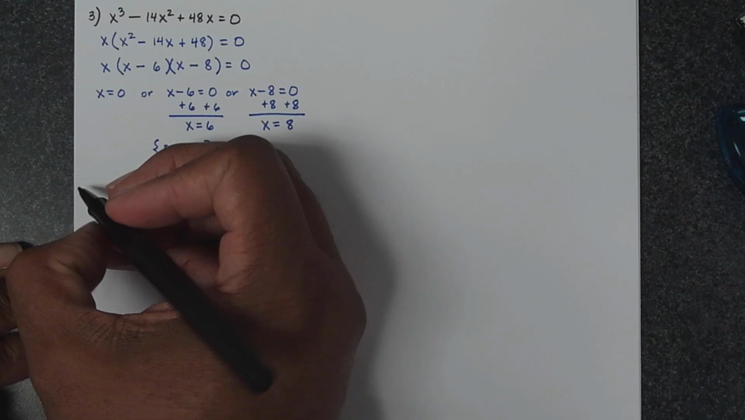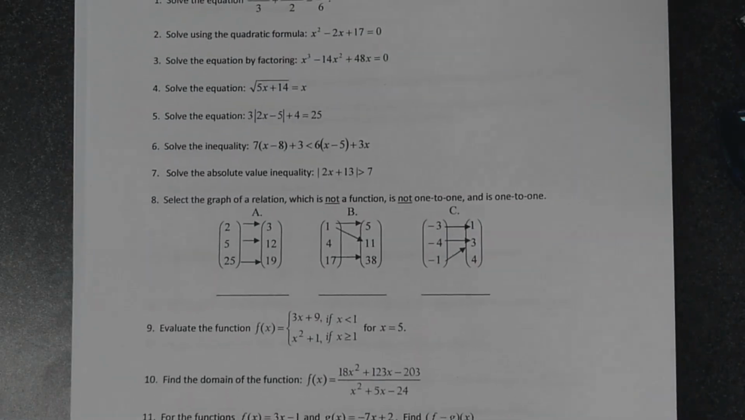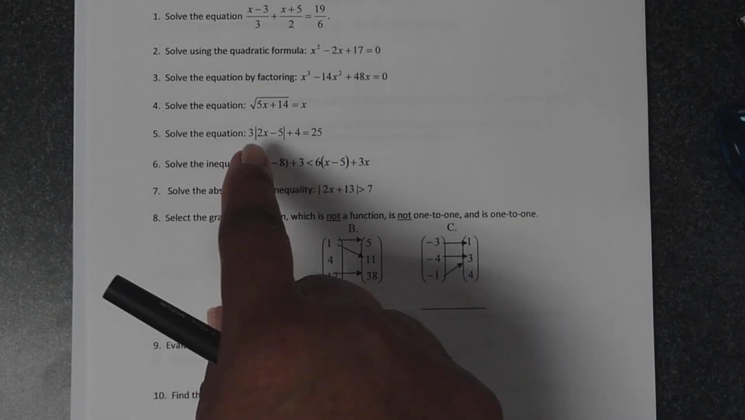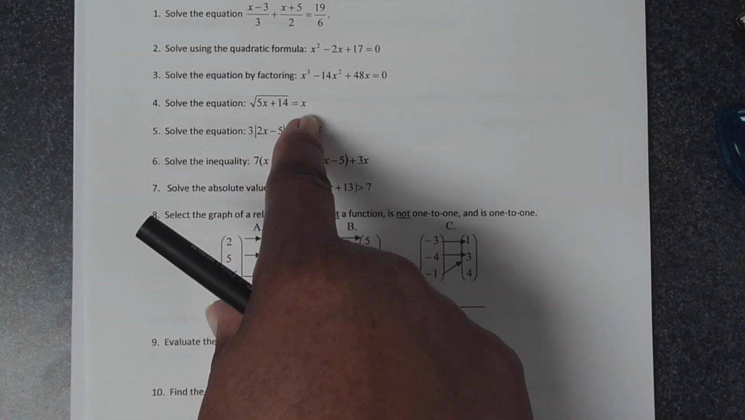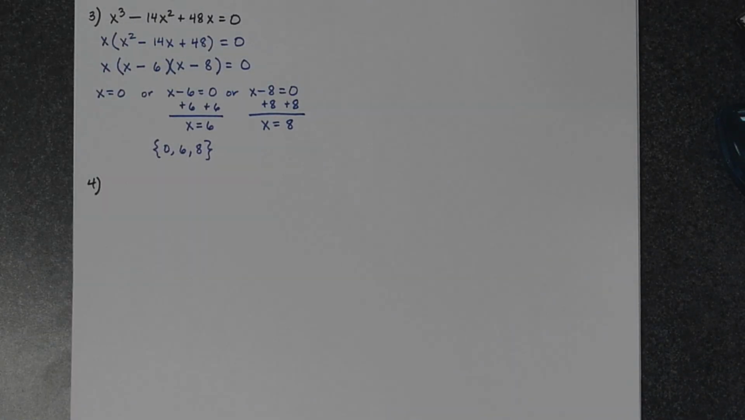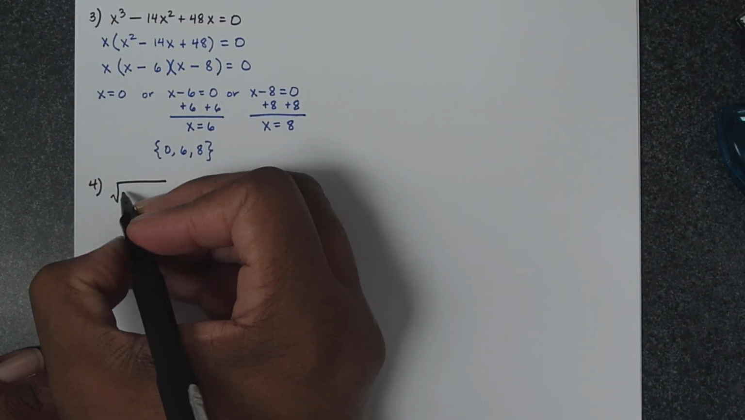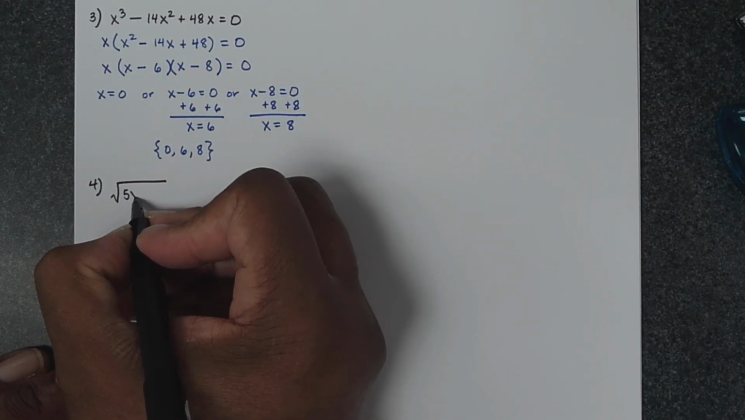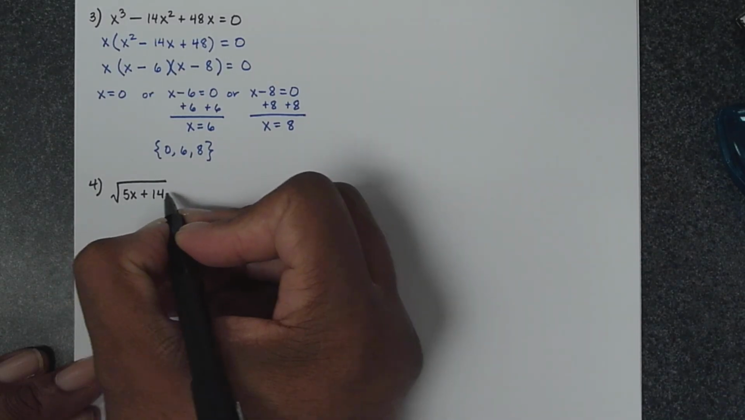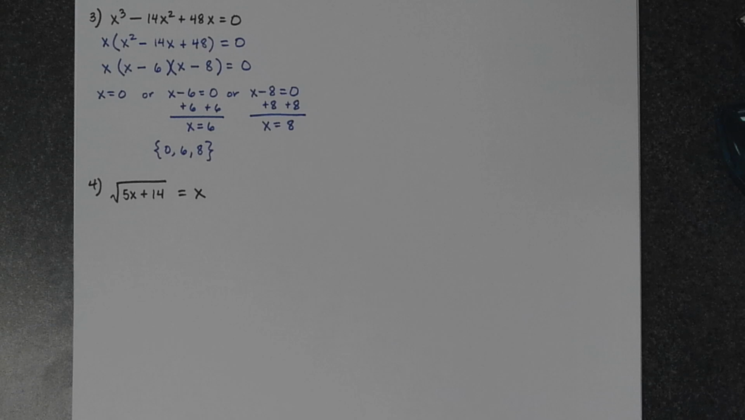Now in problem 4 of your study guide, we have this radical equation. The square root of 5x plus 14 is equal to x. This is the one that you're going to have to check your proposed solution, because you may have an extraneous solution when you solve this equation for the variable. So here we got the square root of 5x plus 14 equals x.